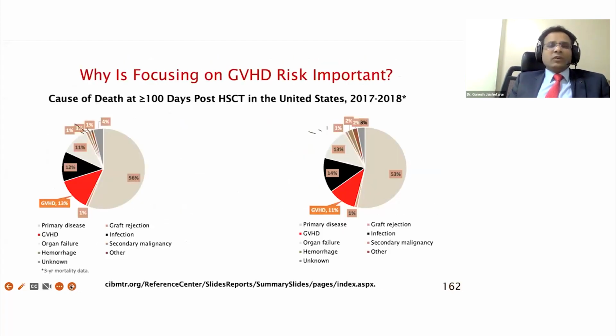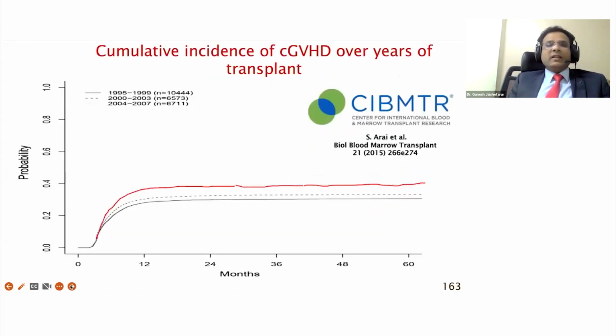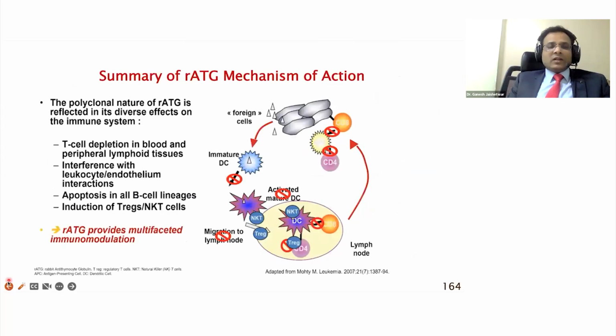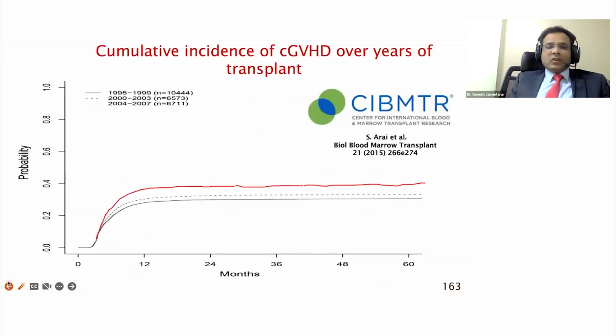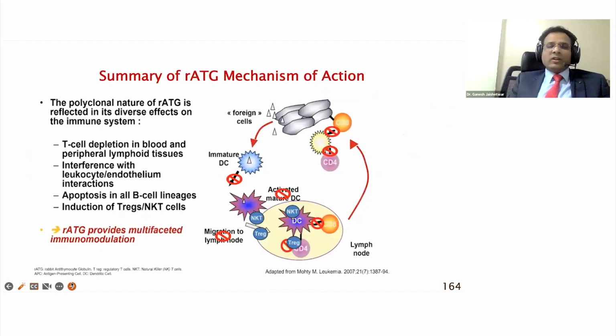And why is the GVHD focus important? Because the incidence, with the increasing number of alternate donor transplants, can be higher. And nowadays, the incidence of chronic GVHD is getting lesser and lesser. You can see in the last 10 years or so, there has been a decrease in the incidence of more than 15 to 20%. And this is because of various novel drugs and novel conditioning as well as post-transplant management strategies.